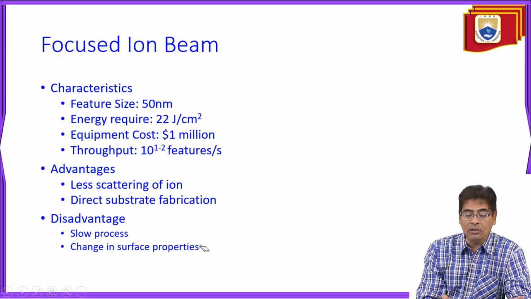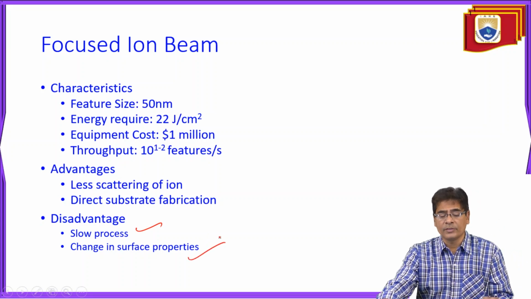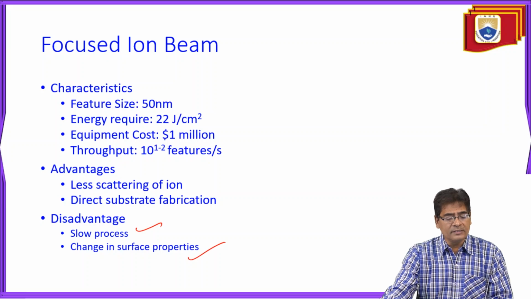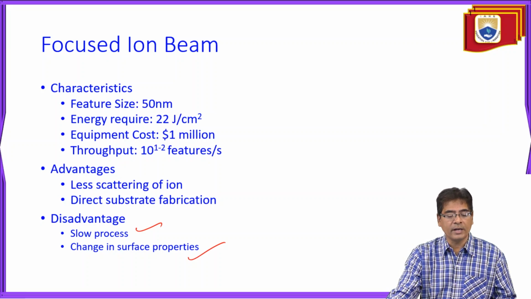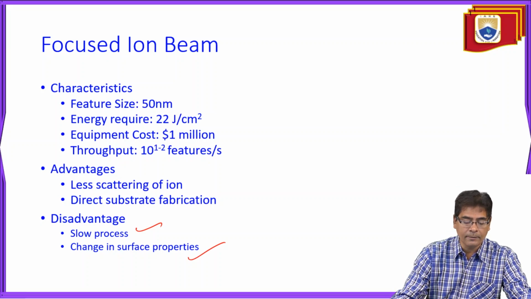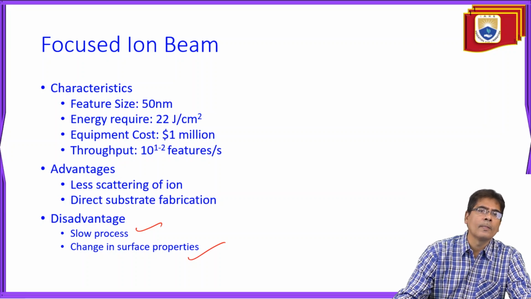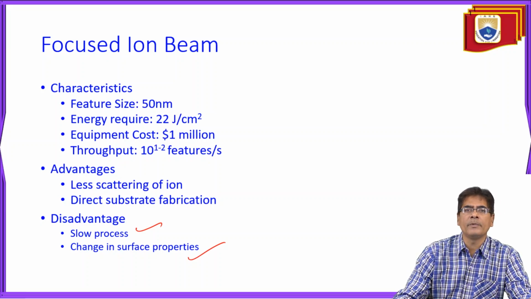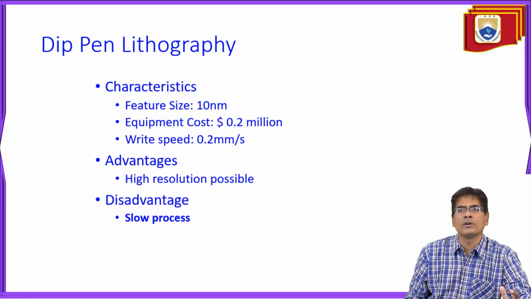The disadvantage here is that focused ion beam is also a slow process, and there is a change in surface properties. So these are some of the disadvantages of focused ion beam, whereas the advantages are low scattering of ions and direct substrate fabrication. The characteristics are feature size around 50 nanometers, energy around 22 joules per centimeter square, equipment cost $1 million, and throughput of 10 to the power 1 to 12 features per second. So this is some information regarding focused ion beam.